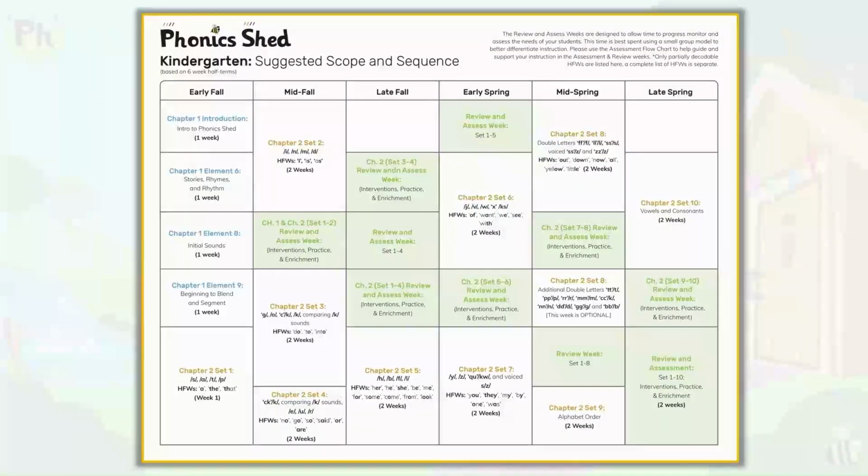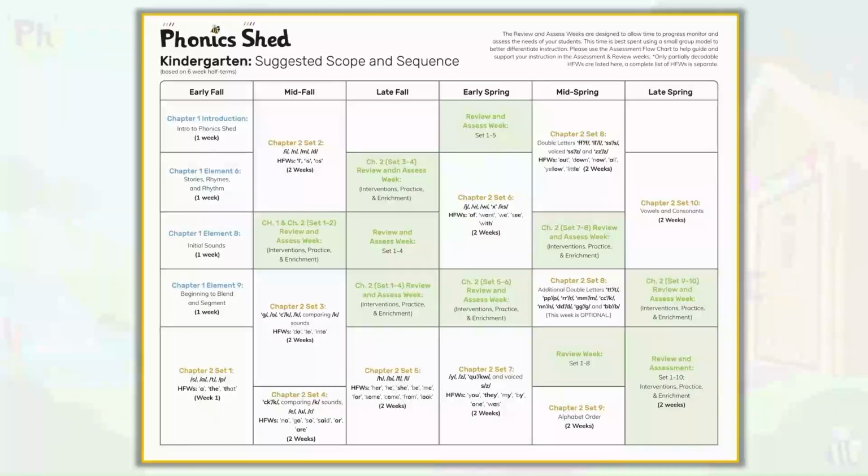In kindergarten, we do a Chapter 1 introduction to Phonics Shed and cover additional key skills from Chapter 1. Then we begin Chapter 2 in the 5th week, where we teach the first 4 sounds and the corresponding high-frequency words and capital letters for those. So this is an example of our kindergarten scope and sequence. Since we are covering 4 letters or graphemes per week, the following week is always dedicated to that same set of graphemes for further consolidation and review.